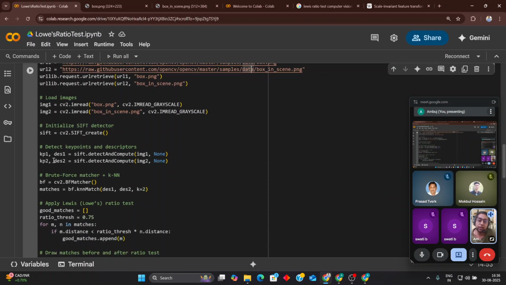Then we are initializing our SIFT detector, which is already a function in the OpenCV library. Then we perform the key point detection, and we also make the descriptors here. These are the functions we are trying to call. Then we perform the brute force matcher, along with the k nearest neighbor detection.